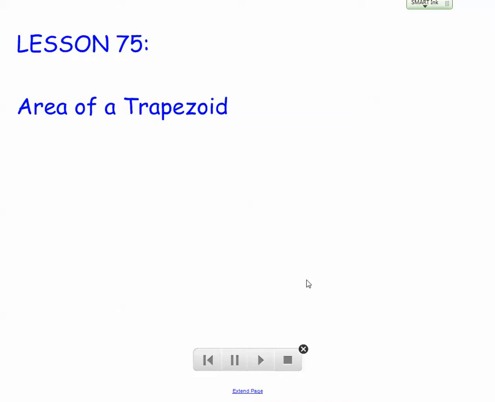Lesson 75, area of trapezoids. We've actually been finding area of trapezoids for quite a while, but we haven't been doing it with the method that I'm going to give you today, which is just a formula.